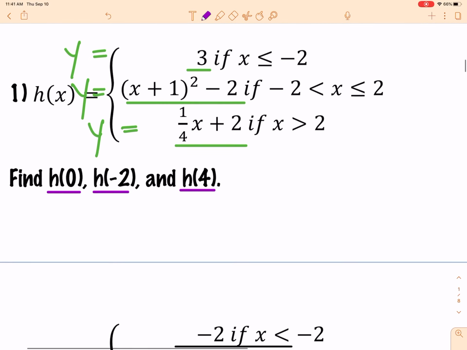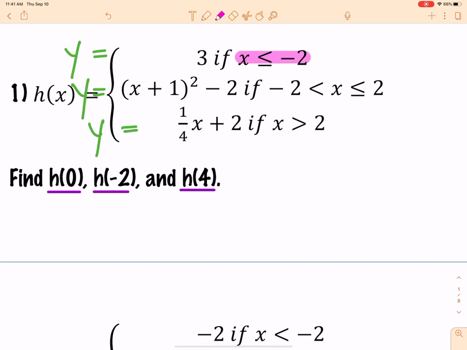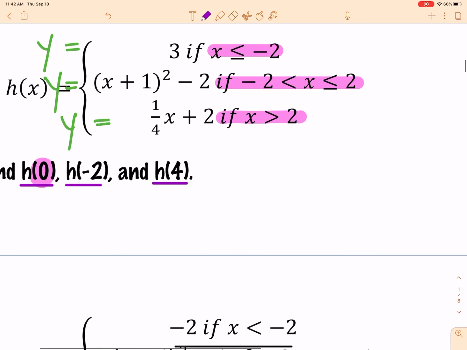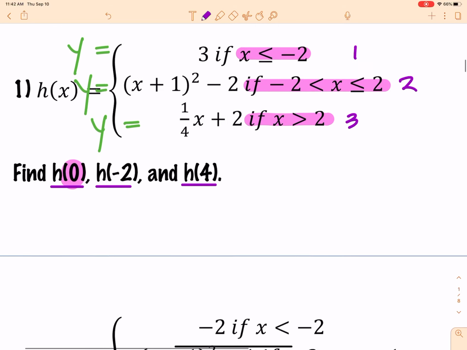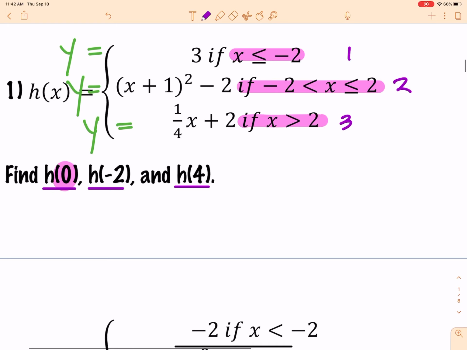Okay, so what do these numbers mean? It means a domain. Remember, x is our domain. So these are your domains, and all you have to do is find where each individual one is located. For example, for h of 0, you find which one of the equations, I'm going to call them 1, 2, and 3, has 0 in that inequality.